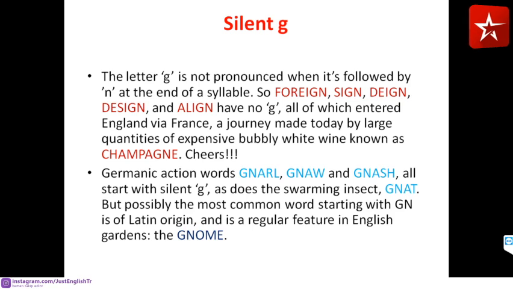And Germanic action words such as gnarl, gnaw, or gnash all start with a silent G, as does the swarming insect gnat. But possibly the most common word starting with the G and N combination is of Latin origin and is a regular feature in English, like gardens, we say gnome, gnome, alright? So if they come at the beginning of words, the G is silent, but if they come at the end of a syllable, we don't pronounce G, we just pronounce N: design, align, foreign, sign, okay?